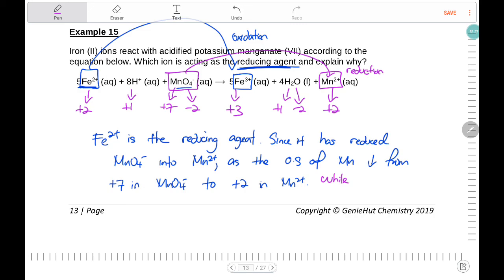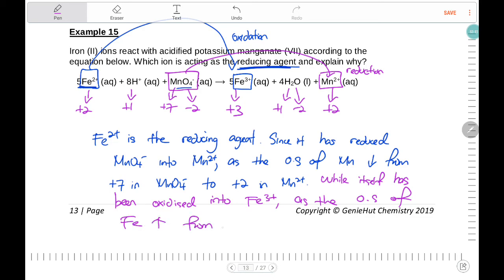That's 1 mark. If it's a 2-mark question, we add this in. While itself has been oxidized into Fe3 plus as the oxidation state of Fe increased from +2 in Fe2 plus to +3 in Fe3 plus. Alright, so this is how we answer the question.